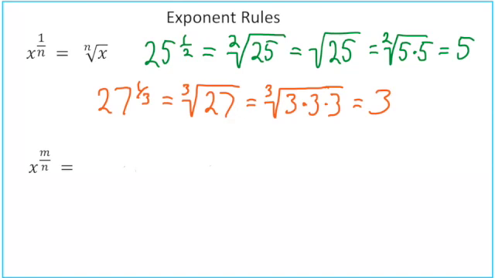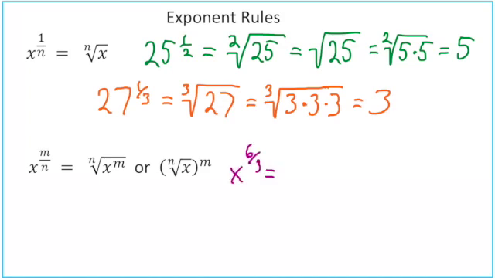So the next thing we look at is, what if it's not a 1 on top? What if it's some other number? So if we have x to the m/n power, this can be rewritten as the nth root of x to the m. By the way, if you wanted to, you could also write it as the nth root of x, to the m power, but usually the first one works out better for you. Let's take a look at an example.